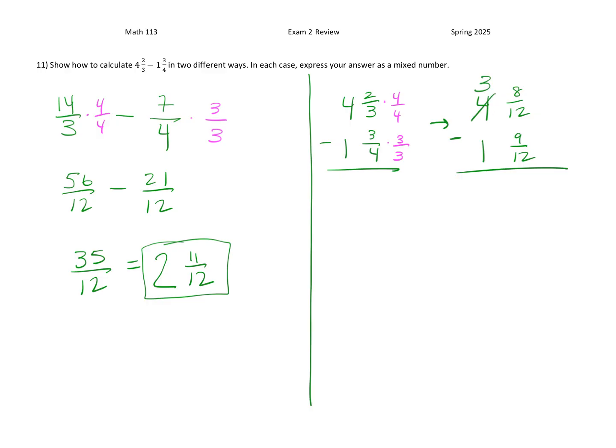Okay. But 1 whole is 12/12. So instead of 8/12, I'm now going to have 12 more. So I'm going to have 20/12. So I'm going to cross out that 8, and now I have 20/12. So 20 minus 9 is 11/12, and 3 minus 1 is 2. 2 11/12.